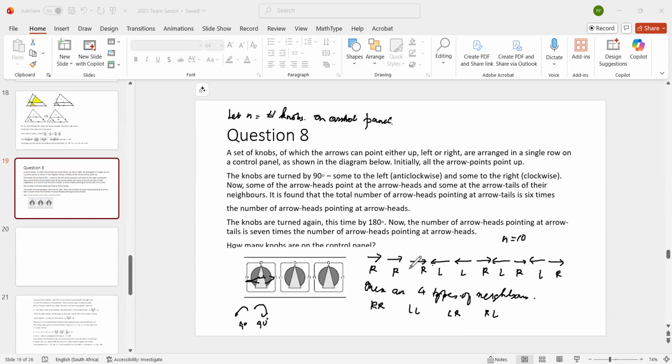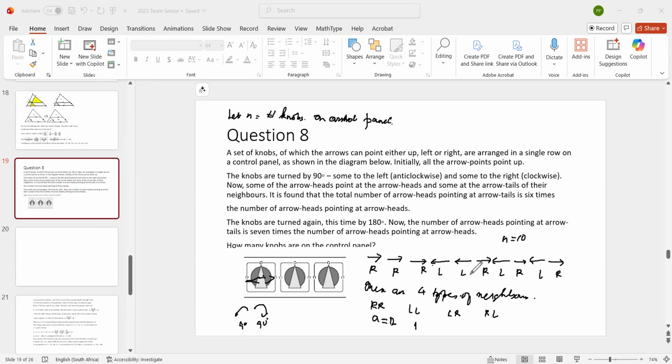I want to count how many arrows point to the tail of the others, because there's something said about that. So the number of arrows that point toward the tail, the RR ones, suppose there are A RR ones. Now A is equal to 1 here, I think. There's only one RR. Now wait a minute, there are 2. There are 2 RRs. And then the LLs, you got 1. Okay, there's only 1 LL.